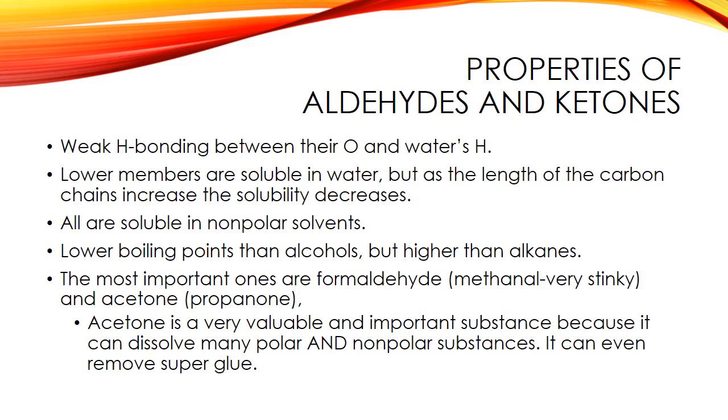But basically, for an aldehyde, you end it in AL. For a ketone, you end it in ONE. And if it's more than 3 carbons long, you have to put a number to tell you where it is. So acetone, which is also propanone, that's the proper name: propane, 3 carbons long, ONE, there's a double bonded oxygen, propanone. Also known as acetone, that's very valuable.